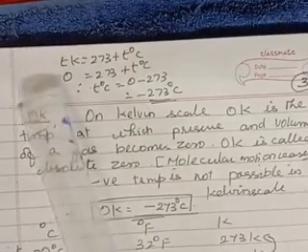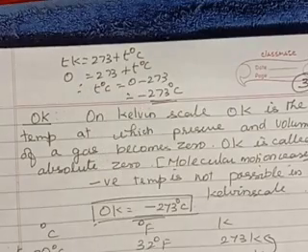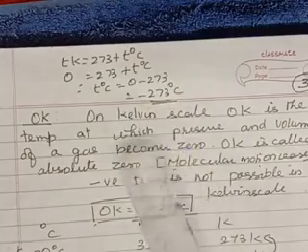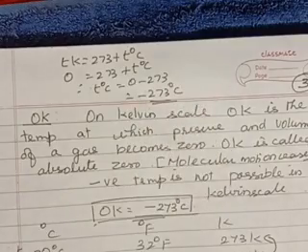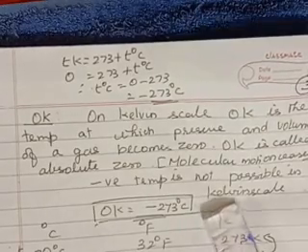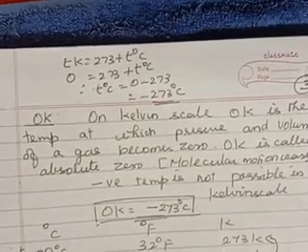So, T Kelvin, here we know the value is 0. 0 is equal to 273 plus T degrees Celsius. Therefore, T degrees Celsius is equal to 0 minus 273, which is nothing but minus 273. So, 0 Kelvin is equivalent to minus 273 degrees Celsius. On the Kelvin scale, it is 0. In Celsius, it is minus 273.